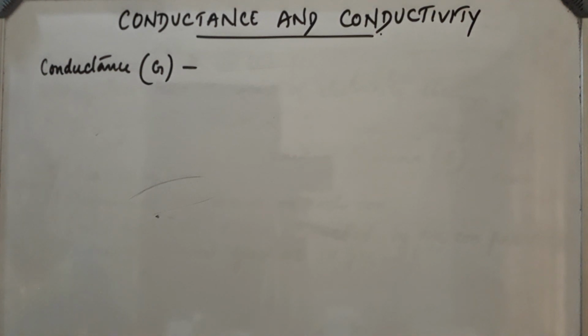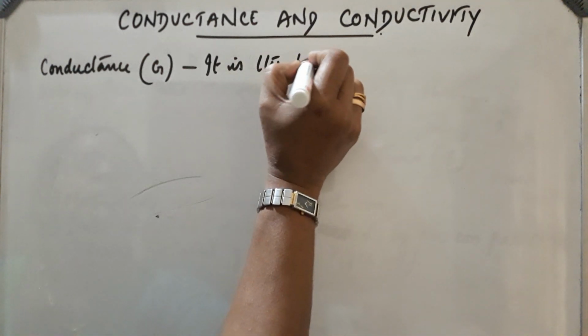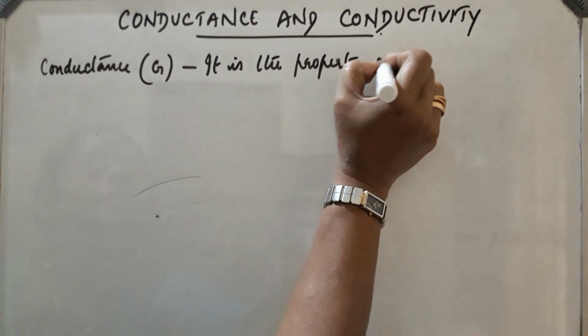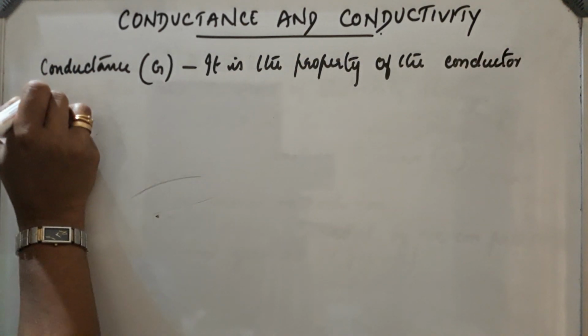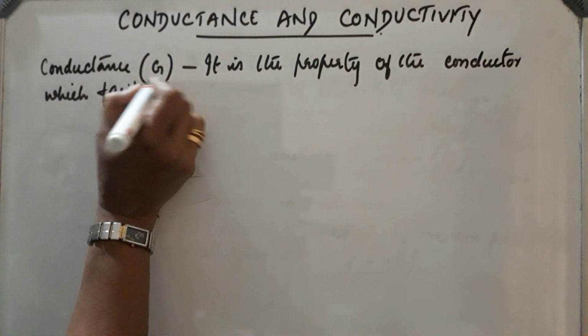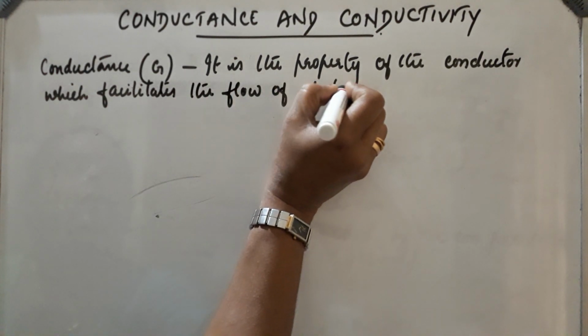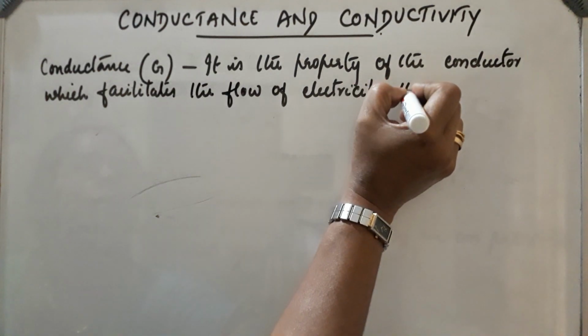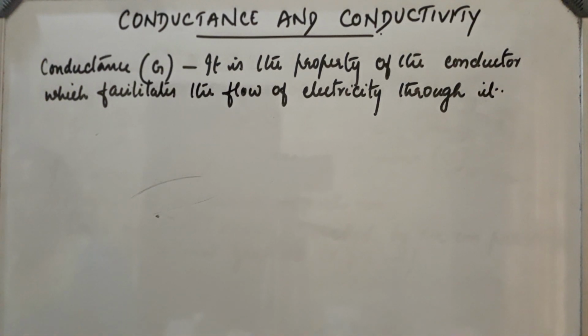Okay, so we can explain conductance: it is the property of a conductor which facilitates the flow of electricity through it. Okay, and it is denoted by letter G.